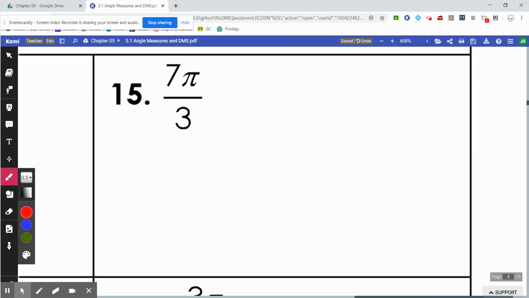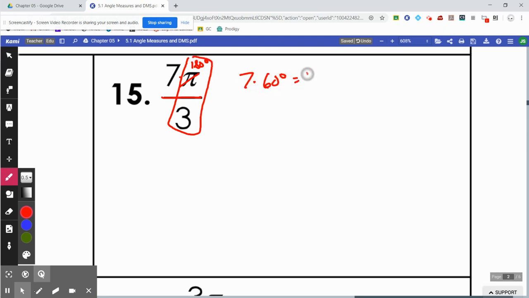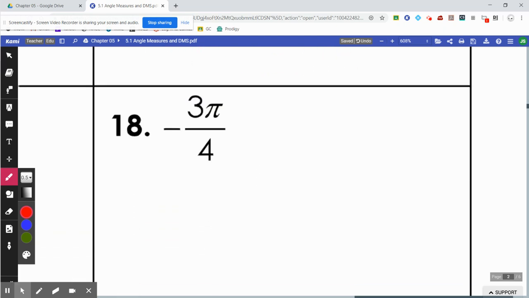And let's just do this one that way. Let's mark this out, plug in 180 degrees, so you have 7 times 180 divided by 3. Let's do 180 divided by 3 first, then you're left with 7 times 60, which is 420 degrees. Number 16.